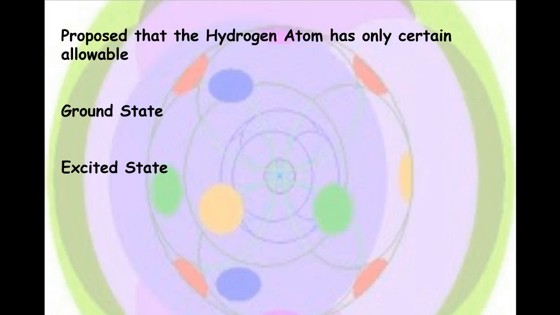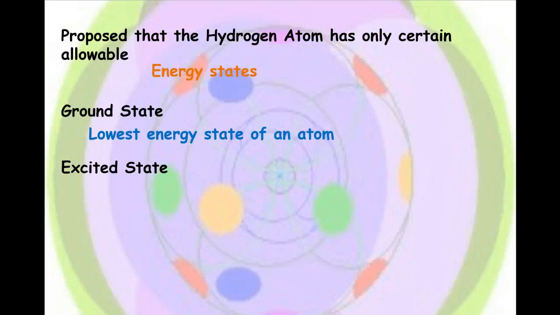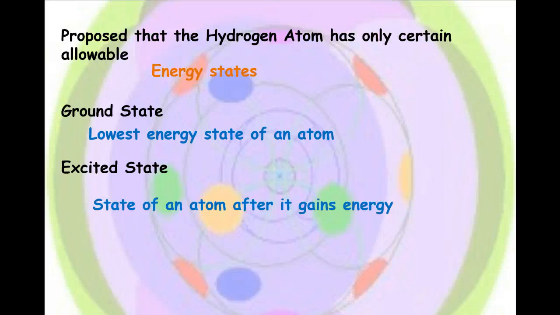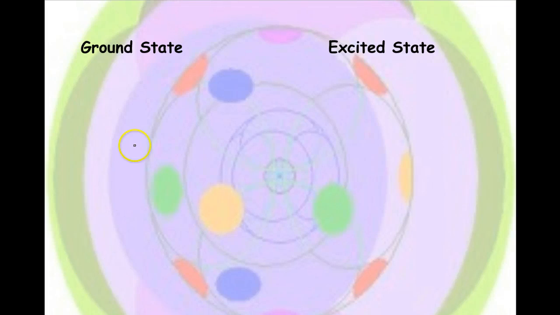He proposed that the hydrogen atom has only certain allowable energy states. One is the ground state, which is the lowest energy state of an atom, and then the other is the excited state, or the state of an atom after it gains energy. So if we take a look at it, we have the nucleus with our positive charge, and let's say we have our empty space here with the electron. Okay, and this would be our ground state.